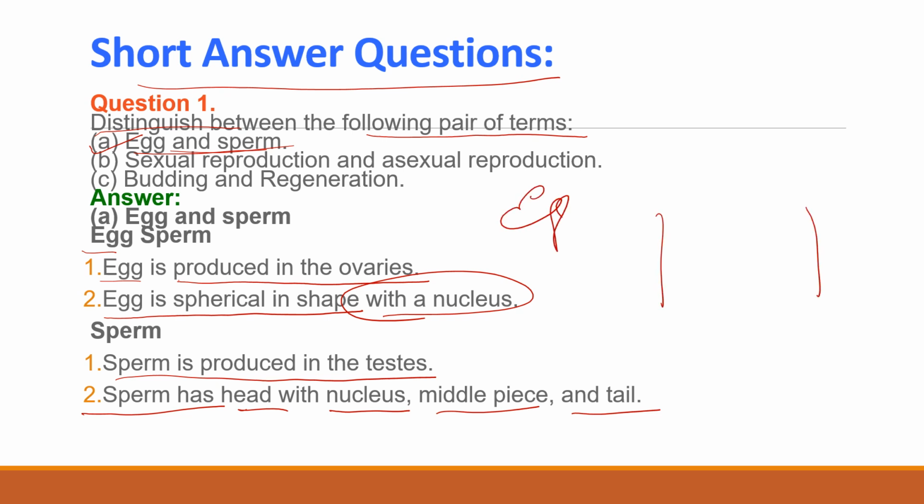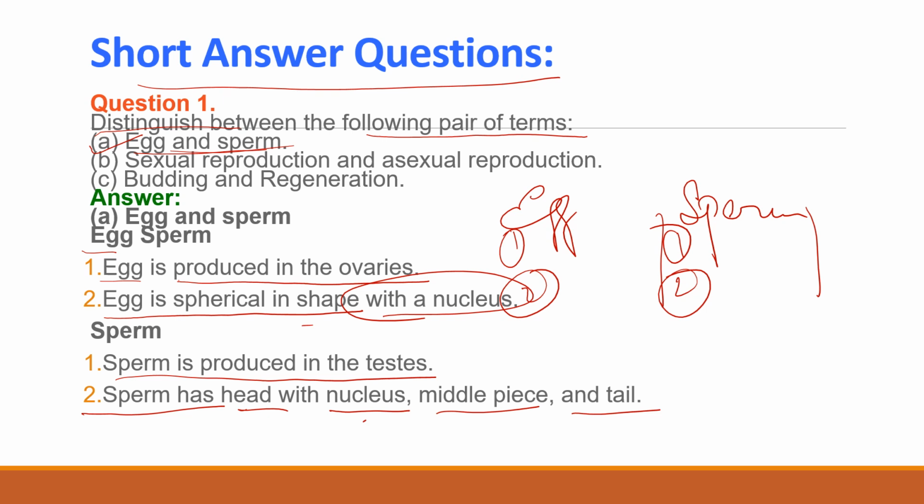You can write egg here, you can write sperm here, and in that form also you can write these 2 points. So like this only you can write. Or else you can write like this: egg is the female gamete, produced from the ovaries, and sperm is the male gamete, which is produced from the testes, right? So like that you should differentiate these two.